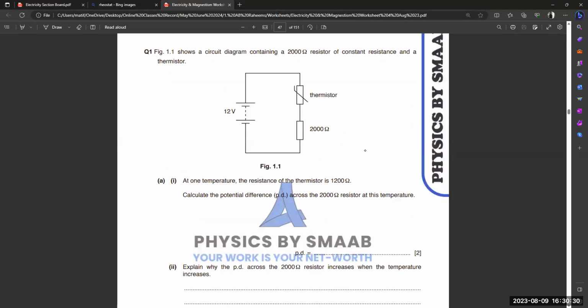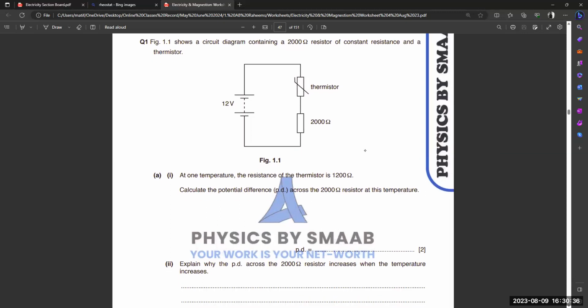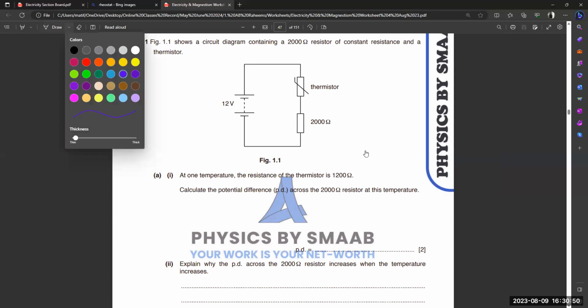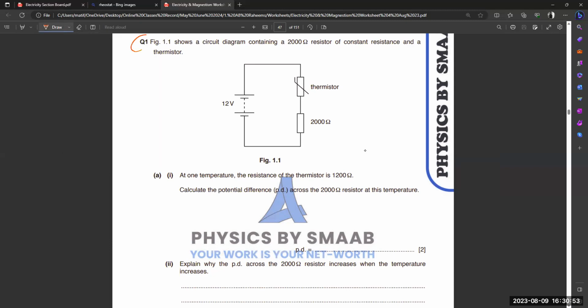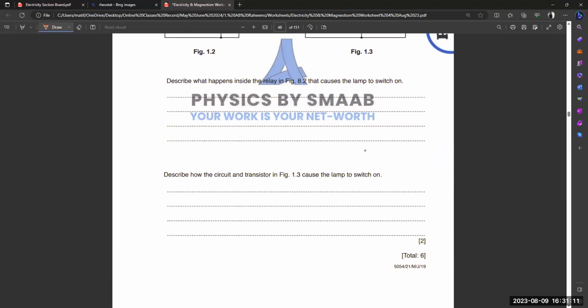This is question one, and this is also like the potential divider, right? We know that resistors have fixed value, but a thermistor has variable value. So one is a thermistor, the second is a fixed resistor. Let's talk about this question. Figure 1.1 shows a circuit diagram containing a 2000 ohm resistor of constant resistance. This is the fixed value, and we have a thermistor. Your voice is lagging a lot.